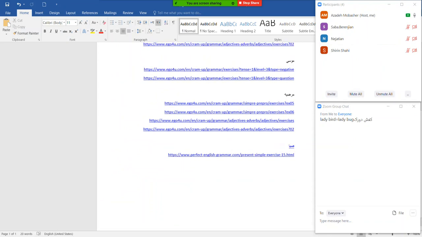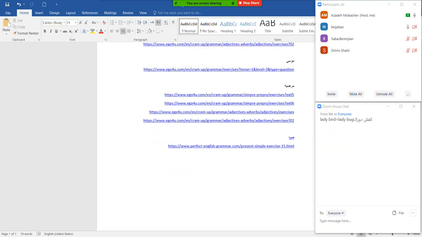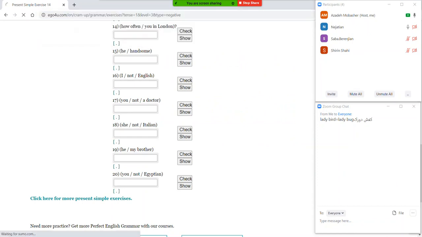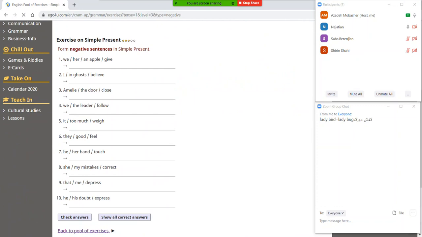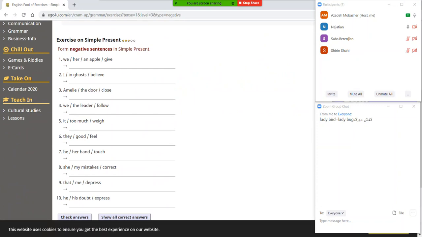So, Musa, your turn. Okay, tell me when you can see the screen. This time it's negative sentences, simple present again. We don't give her an apple. Very good, excellent. This time with no help. That's very good. We don't give her an apple. Number two.